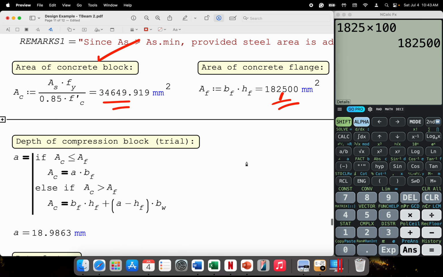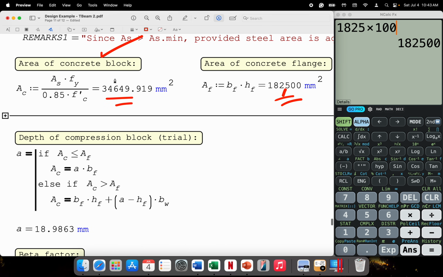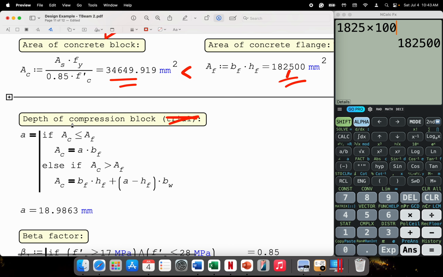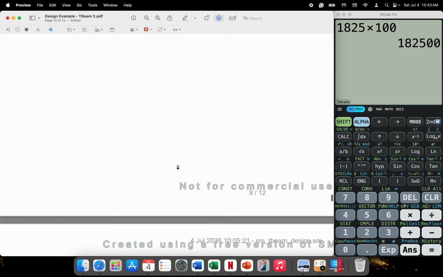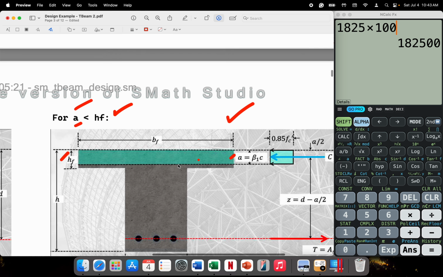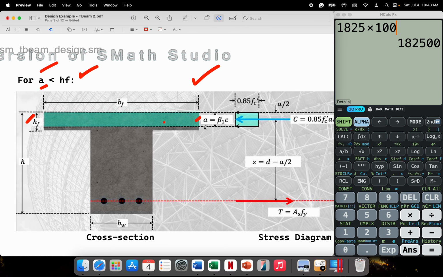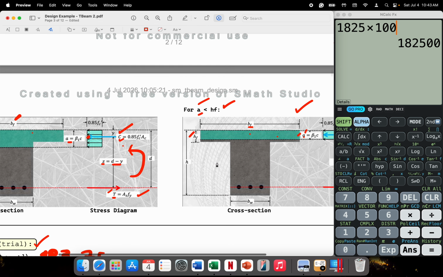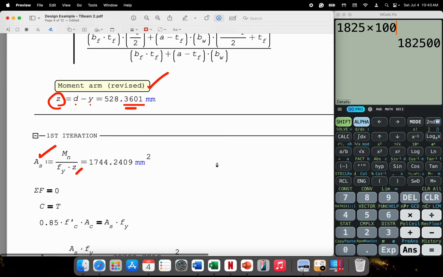So after that is, since yung A sub C or area ng compression block natin is less than siya sa area ng ating concrete flange, therefore, this is not T-beam. Masusolve natin yung depth ng ating compression block. So, bale yung illustration nito or diagram na i-consider natin is ito siya. So, para masolve natin yung A, yung area ng ating compression block is equivalent to BF times yung ating A.